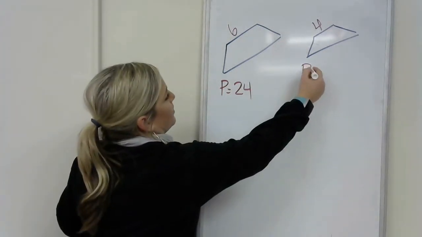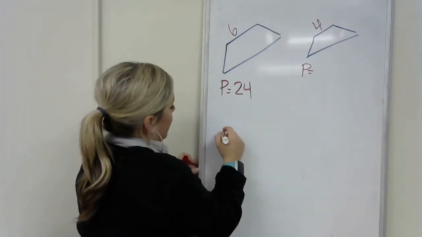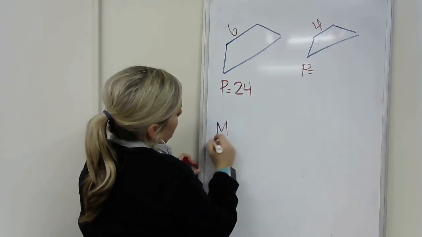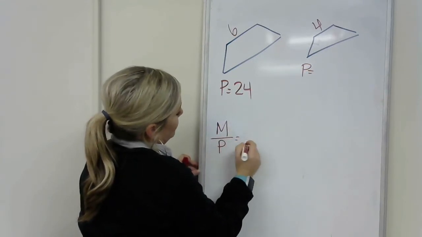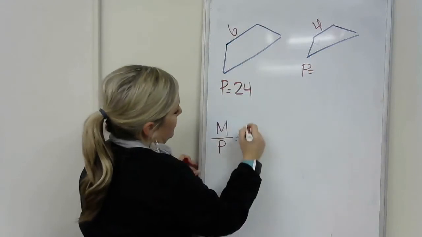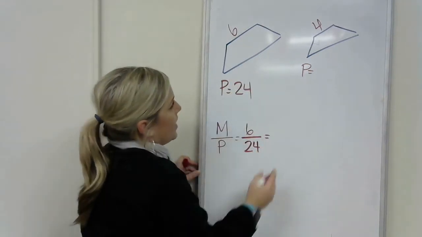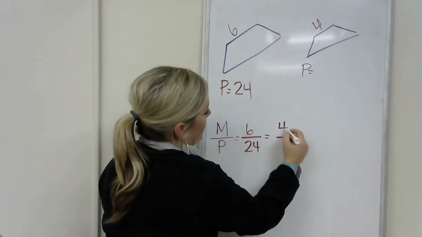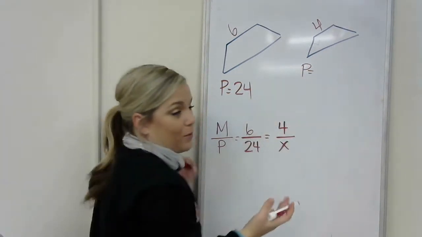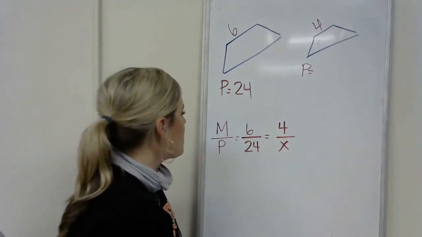I'm going to find the perimeter of this one. I'm going to do my measurements I know to the perimeter. The measurement I know here is 6, and I do know that the perimeter is 24. And the measurement I know over here is 4, and the perimeter is, I don't know, so I'm going to put an X. You can put P, it doesn't matter.